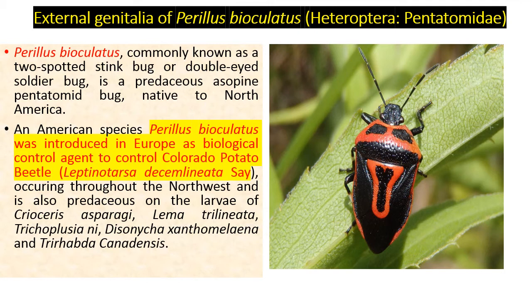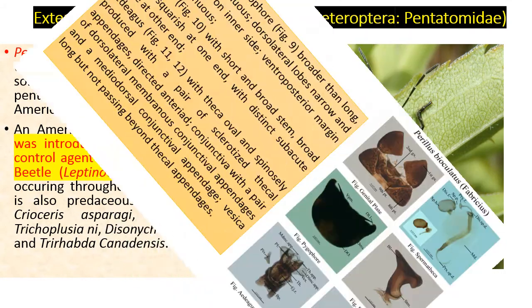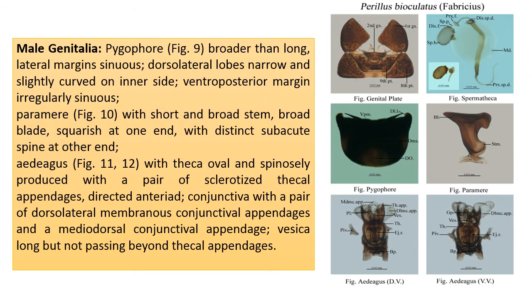Other than to control this beetle, it also preys on larvae of various butterflies and moths. So I am going to show the slides of the external genitalia of male and female of this particular species. See the first male genitalia. Now this is figure number 1, 2, 3, 4, 5, and 6. It is in sequence, though I am first talking about the male genitalia. The male genitalia starts from figure number 3, 4, 5, and 6.